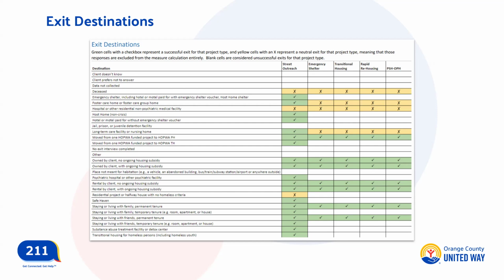Hey, Elizabeth, we do have a question. If someone is moved out of state or out of the United States, what? Oh, John, do you have an additional part of your question? Yes, so I had a recent client who moved out of the United States to India, and he got his own place out there, like a studio or apartment, but it was out of state and out of the United States into India. So I wasn't sure if there was another option for that. So I just chose rented by client with no ongoing housing subsidy.